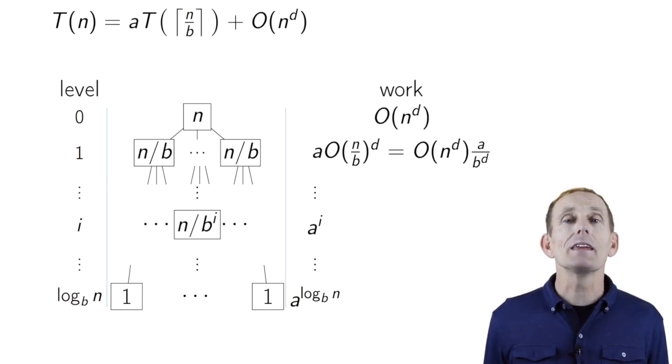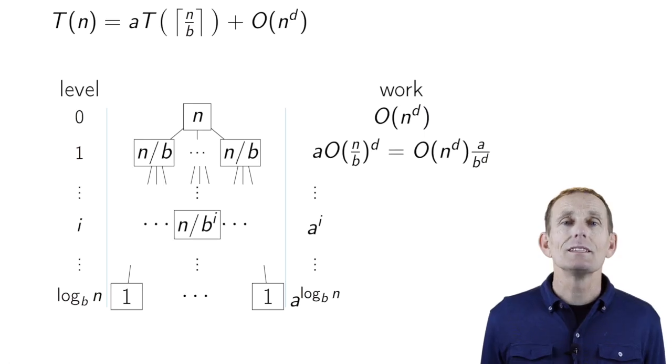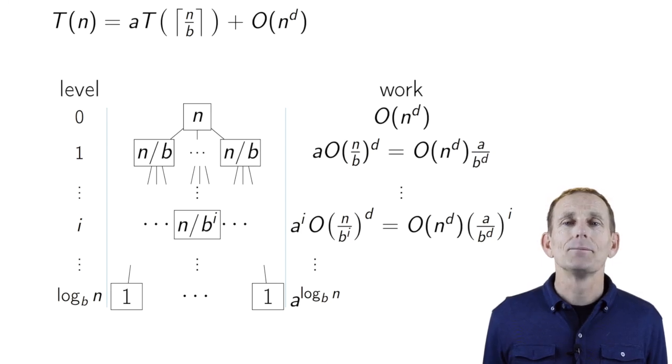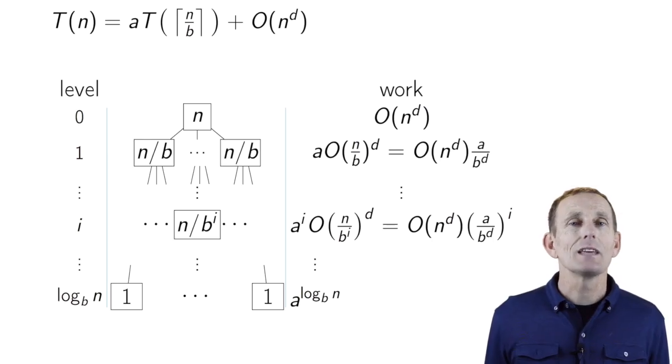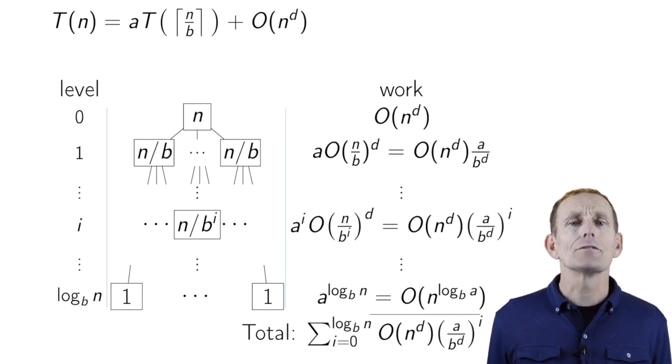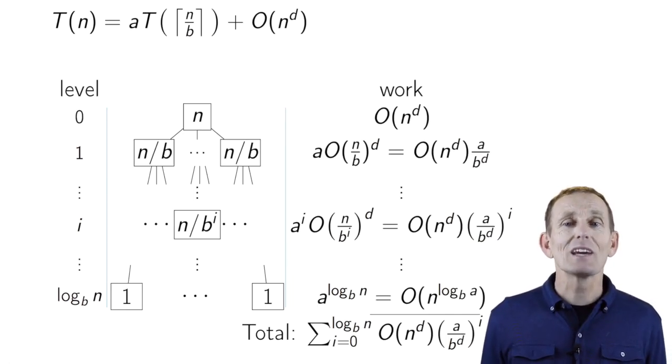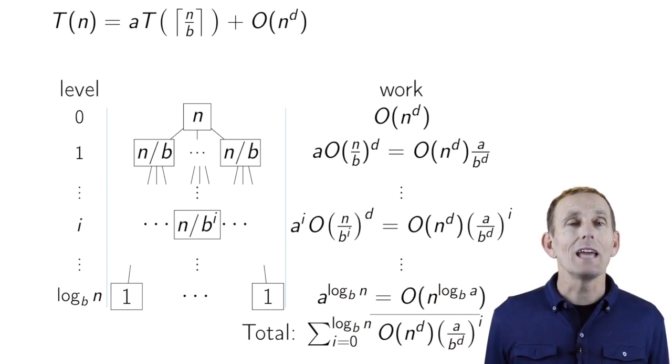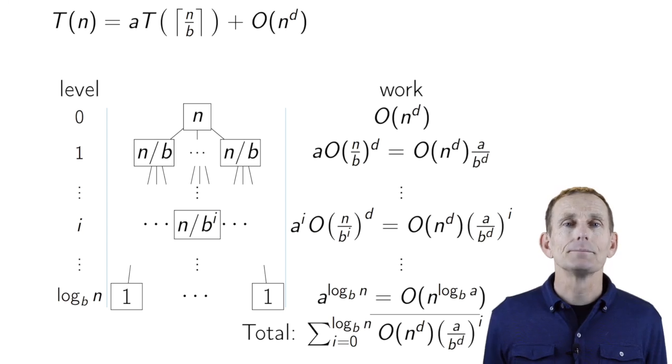At the ith level, we have a to the i problems, and each one is big O of (n over b to the i) to the d. Again, we can pull out the a to the i, the b to the i, and we're left with big O of n to the d times (a over b to the d) to the i. And finally, at the bottom level, it's just a to the log base b of n, because the problems are all size 1, which is just big O of n to the log base b of a. So the total amount of work is the summation from 0 to log base b of n of big O of n to the d, times the quantity a over b to the d, all that to the i.